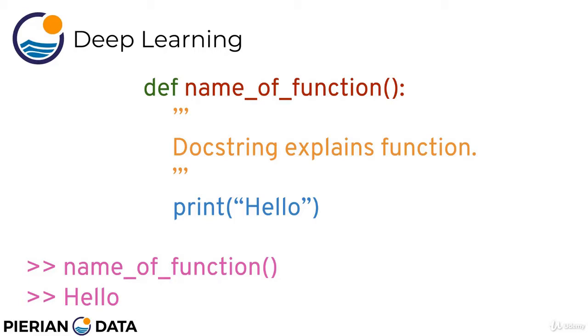Then we have parentheses, a colon, and then we have a docstring explaining the function. You saw in the previous lecture how we had docstrings explaining methods, so there's a similar docstring explaining the function. And then we have whatever code we want to execute when we call that function. So right now, all this function does is it prints out the word hello. So here we see at the bottom in purple what it would actually look like. We would call the function, and in this case, it would print out hello.